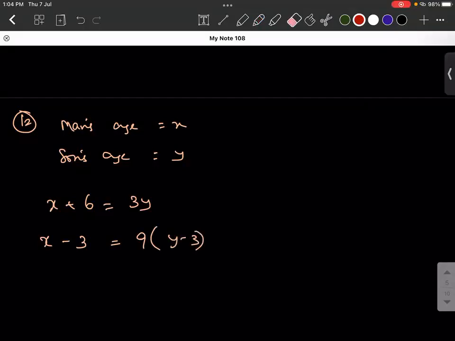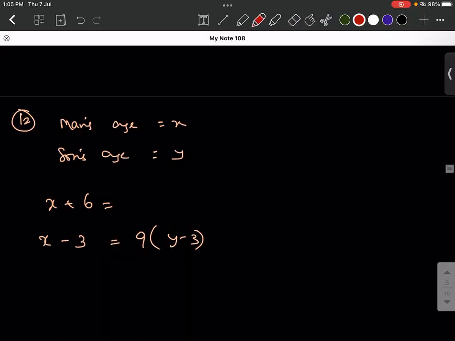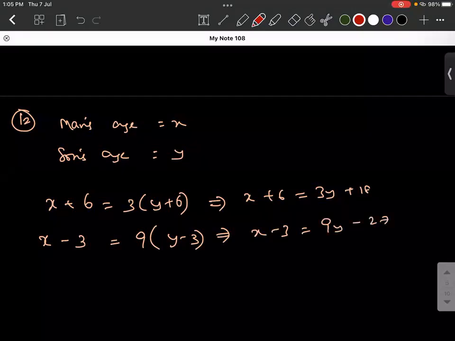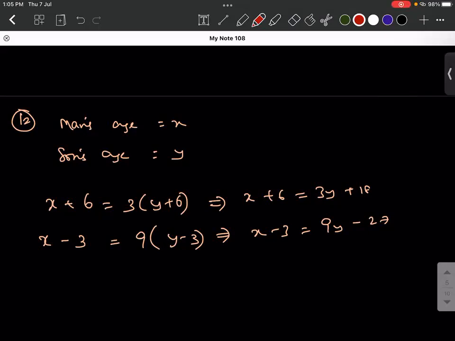So there is a mistake in the first equation, correct? 3 of y plus 6, because son would have also grown 6 years older, right? So it will be y plus 6. Which implies x plus 6 is equal to 3y plus 18. Here you have x minus 3 is equal to 9y minus 27. Okay. And so you take the constants to the other side. x minus 3y is equal to 12. x minus 9y is equal to minus 24.